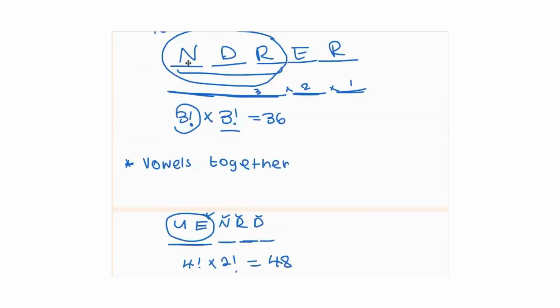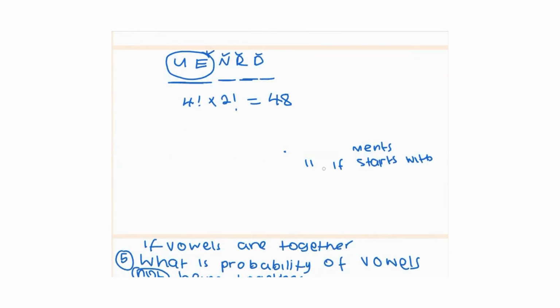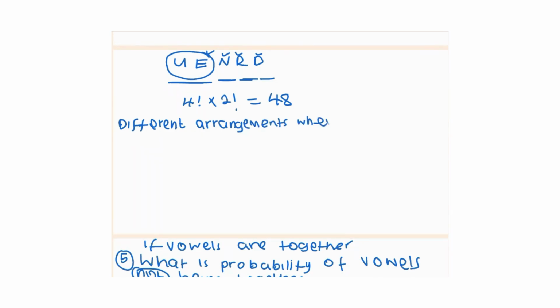If the question comes, I'm just going to take away that. I hope you have this down, or you can always play back. If they say different arrangements, still on the word daughter, different arrangements where vowels are not together, it's not probability, it's the arrangement.